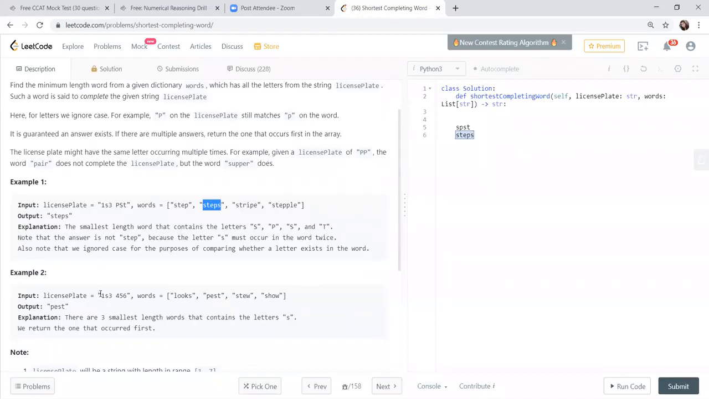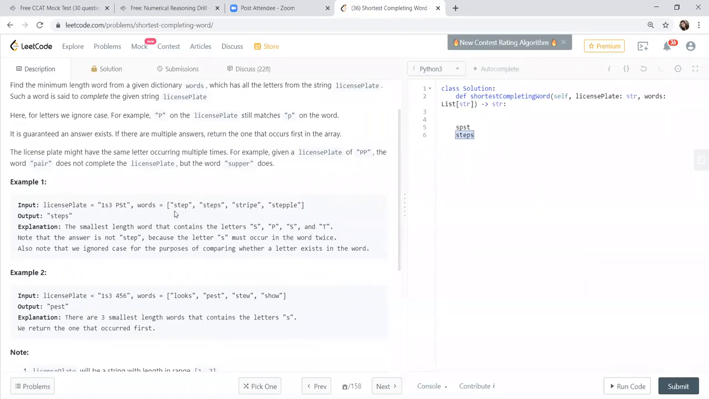And one more example is this. Sorry, I have a question regarding example one. In case of the second string, STEPS, what if there is an additional S there, let's say STEPSS? That's not a problem.